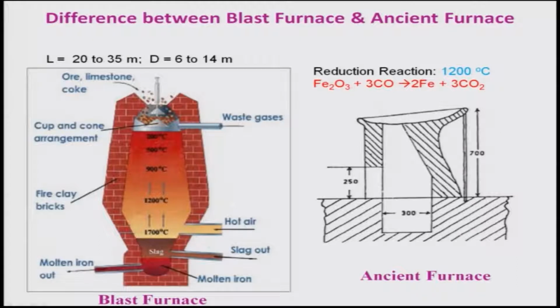Fe2O3 will be reacting with carbon monoxide, giving iron and carbon dioxide. If you compare the ancient furnace and the blast furnace, the blast furnace is quite complex, and nobody can really change it quickly because it is so huge. Whereas anybody can change this small furnace, and you can innovate a lot of things. And this is a lower temperature, therefore it is being used.